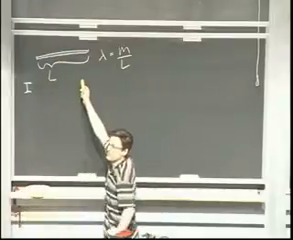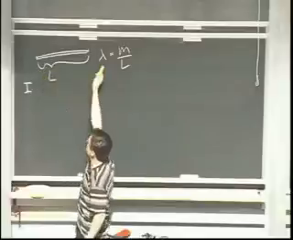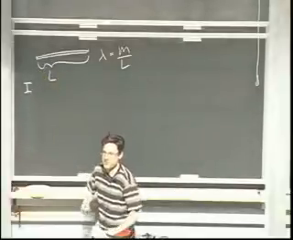So first of all, where's the center of mass going to be in this object? Lambda is a constant. So we've got this bar. Where's the center of mass going to be? This is a stupid question. Where's the center of mass going to be? Right in the center. You bet.